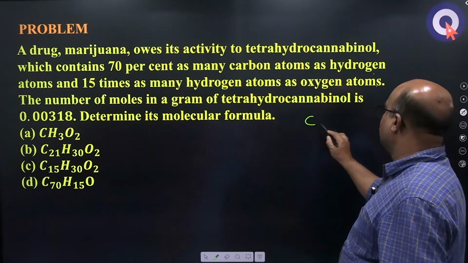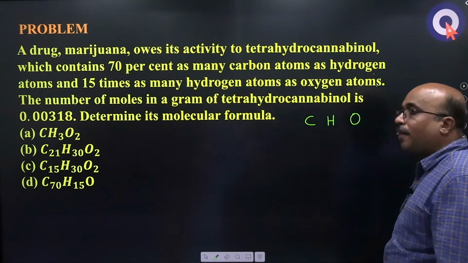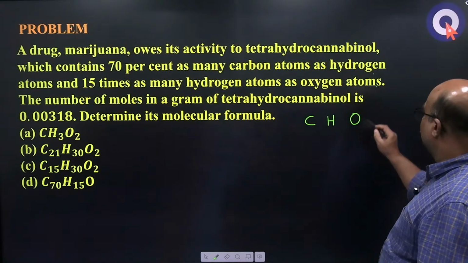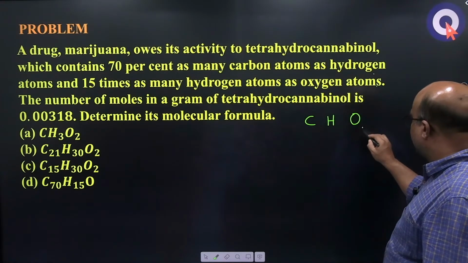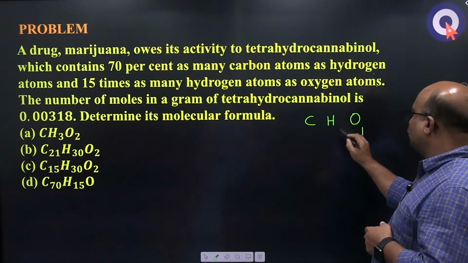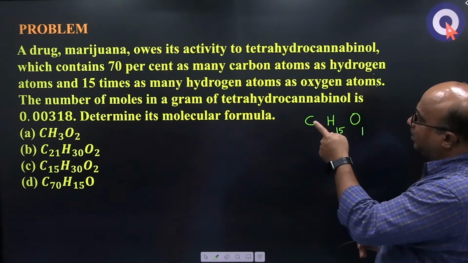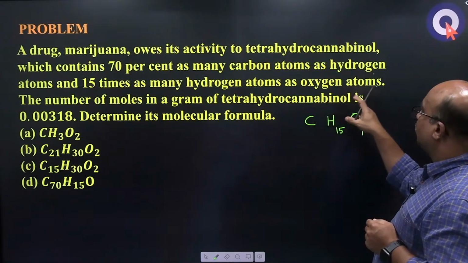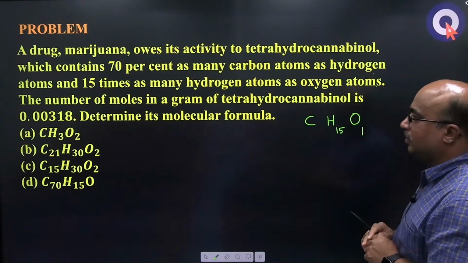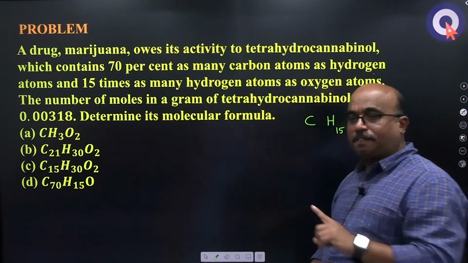So if you write carbon, hydrogen and oxygen, suppose we take a simple relation like oxygen is 1. How many hydrogen should be there? 15, because there are 15 times as many hydrogen atoms as oxygens. So if oxygen is 1, hydrogen should become 15.